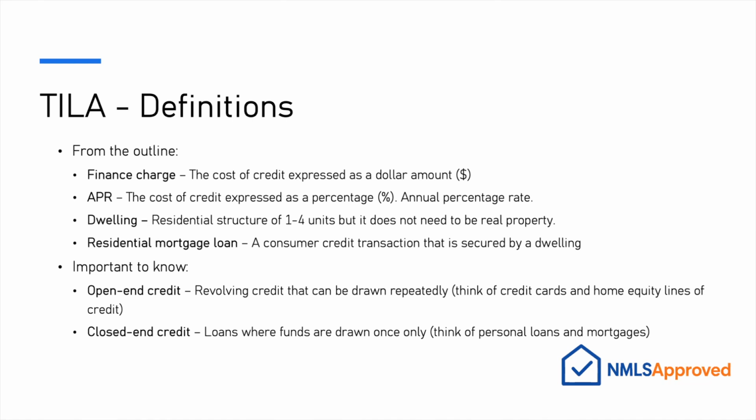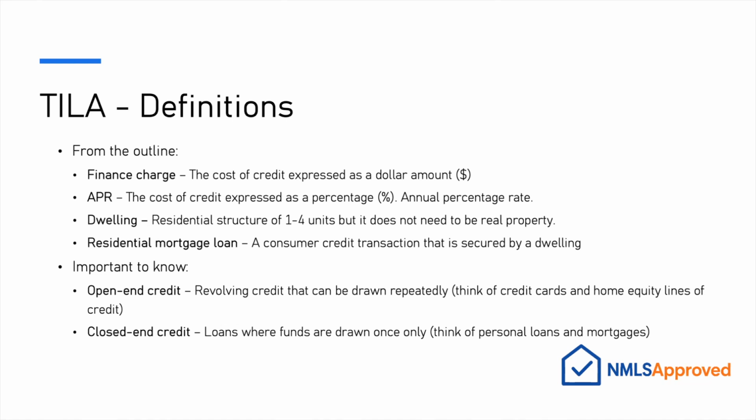It's also important to understand, what is a dwelling? A dwelling is going to be a residential structure of 1 to 4 units, but it doesn't necessarily need to be real property. What is the distinction there? Why do we care if it's real property? Well, if it's a manufactured home, it may not be considered real property. However, under TILA, it is considered a dwelling.